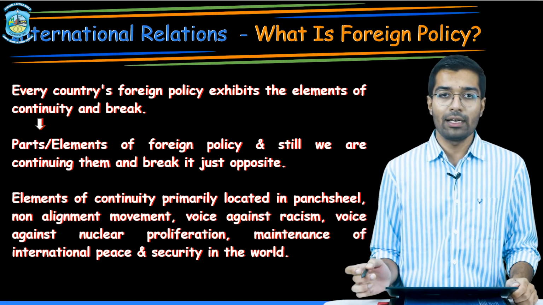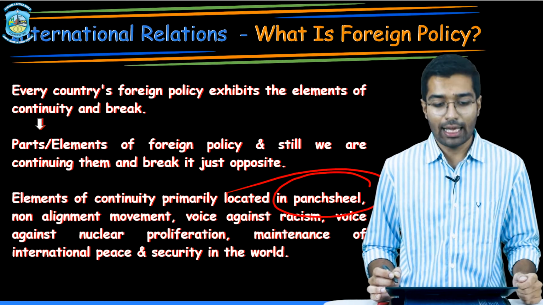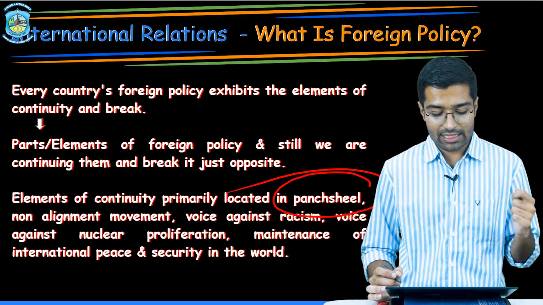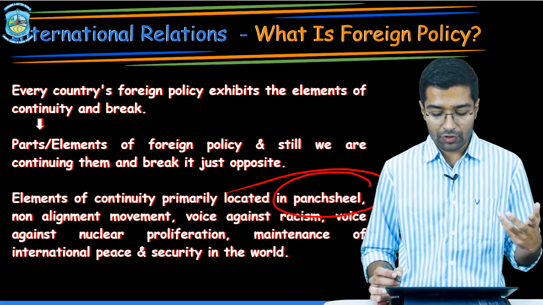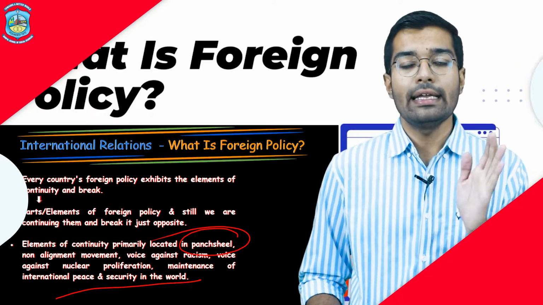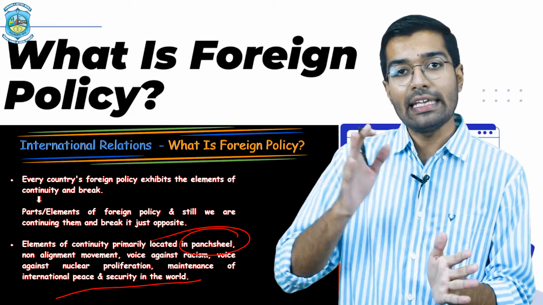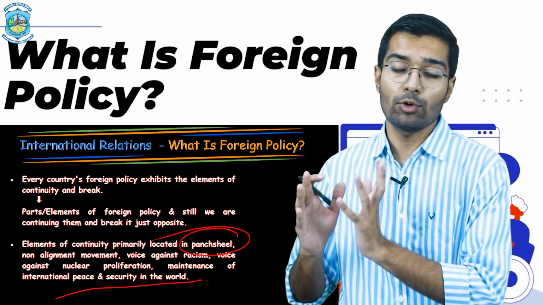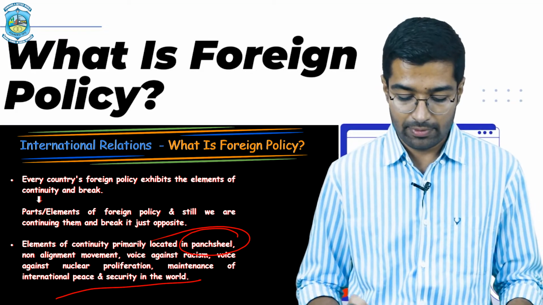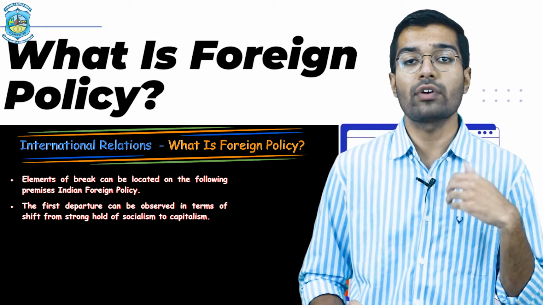The first example is Panchasheel. Second is the non-alignment movement. Third is voice against racism. Fourth, against nuclear proliferation. And fifth, maintenance of international peace and security in the world. In 1950, India was saying that we are against racism, and even in 2022, we stand by our principle that we are against racism. Clear? So our foreign policy has some element of continuity.